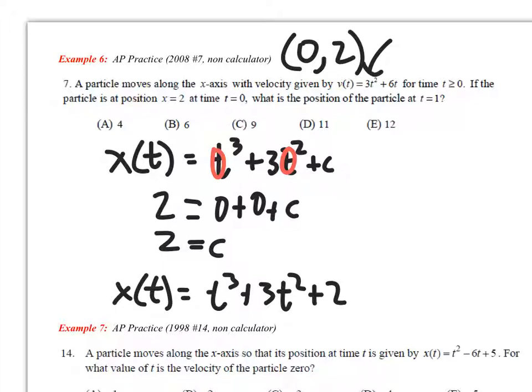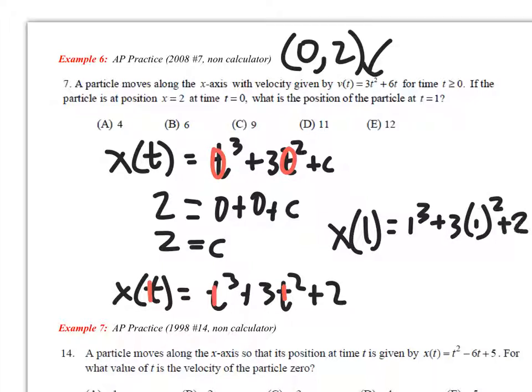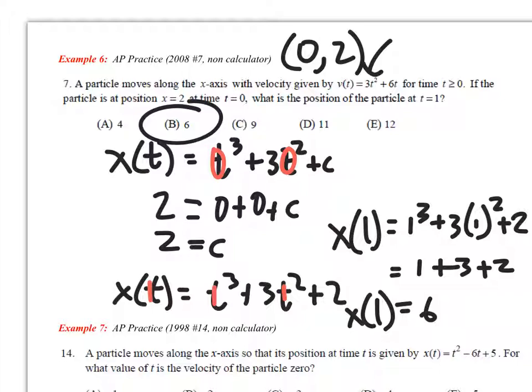It says what is the position of the particle at time t equals 1. So x of 1 looks like it'd be 1 cubed plus 3 times 1 squared plus 2, which would be 1 plus 3 plus 2. Position at time 1 would be 6.